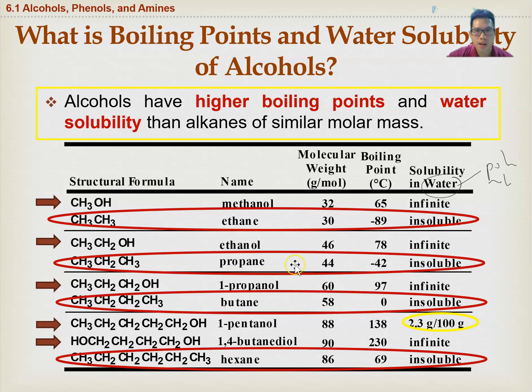But as you see here, when the alkyl chain, this part here, gets longer and longer, the boiling point still gets higher, because of the dispersion force as well as the strong hydrogen bonding. But you can see a decrease in the solubility, because this part doesn't like water, only this part likes water. That's why the solubility decreases. And if you have two OH groups, look at it, it goes back to infinite solubility.